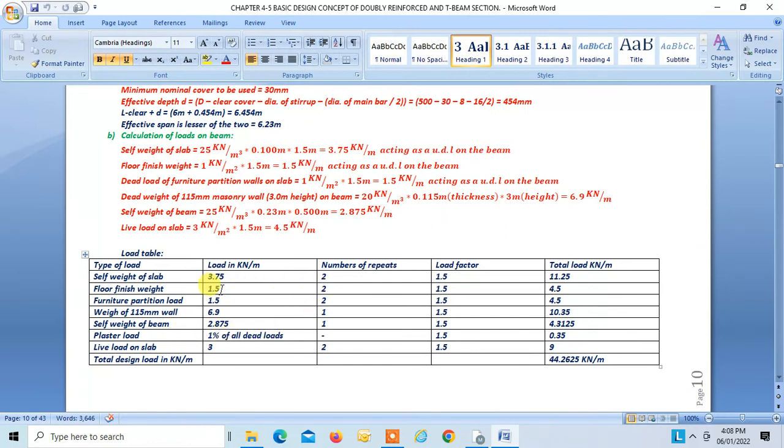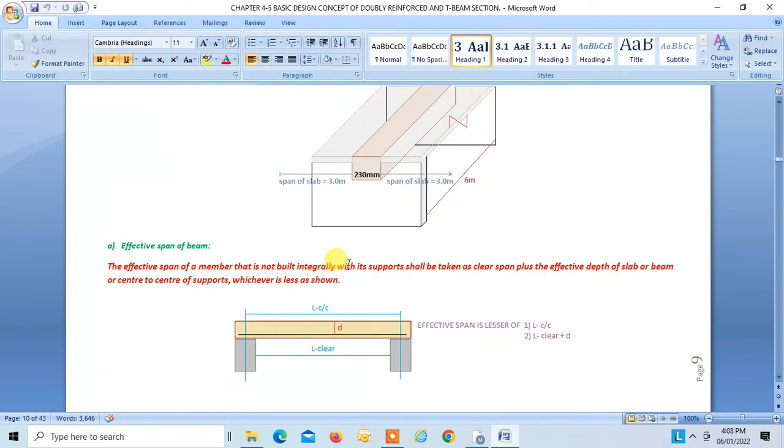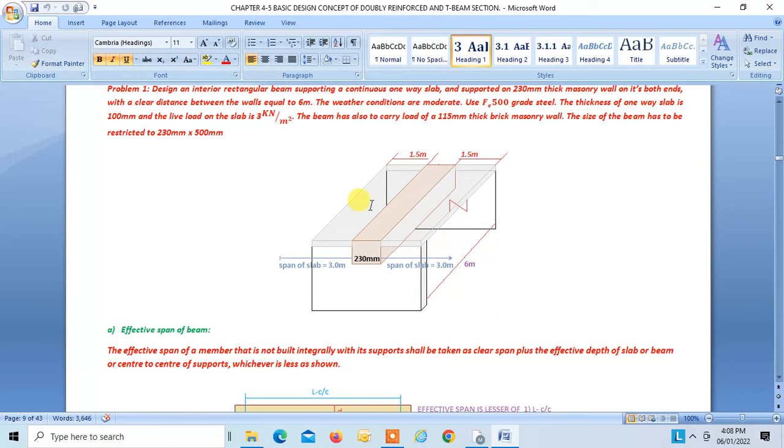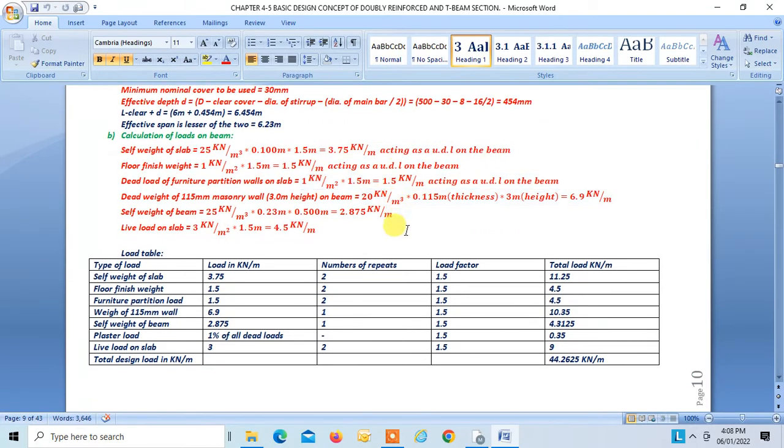Okay, now number of repeats. Now dead weight from slab. So there are two slabs, right? This is one slab which is passing on its dead load to the beam. This is the second slab which is passing on its dead load to this beam, right? So the dead load is coming from the two slabs. Similarly, floor finish weight is also coming from two slabs. Similarly, furniture partition load is coming from two slabs. Weight of wall is one. Self weight of beam is one, and live load is also coming from two slabs, so it is 2, right?